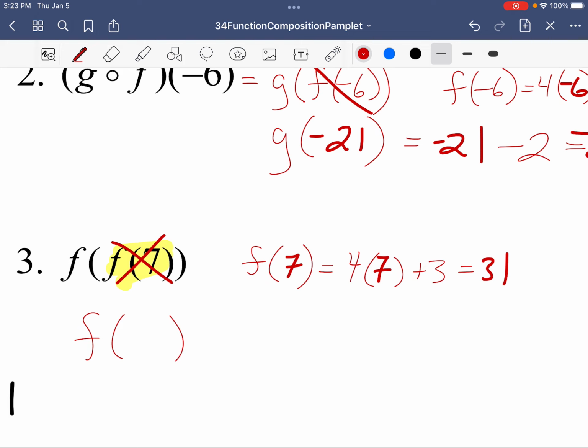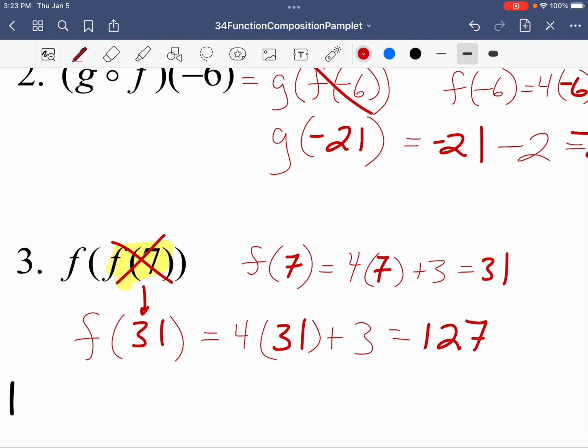So what I can do is I can now think of this as f of 31. What am I going to do with f of 31? Same thing that we just did. You're going to plug that into the f function. This time, though, you're going to be taking 4 times 31 plus 3, which ends up being 124 plus 3, 127.